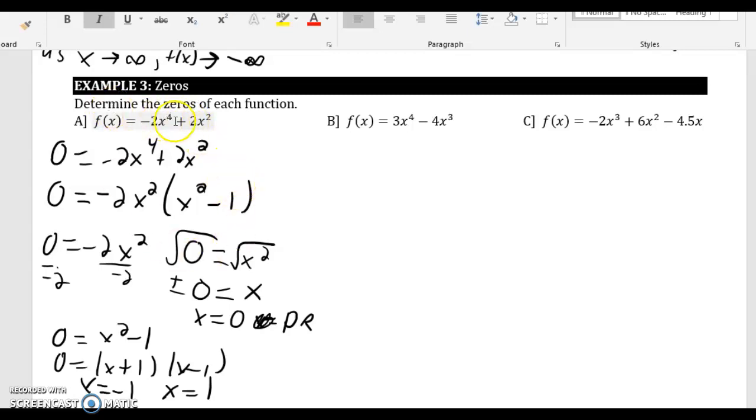So, how many zeros did we say we should have? Well, we're going to have 4 zeros. It's a matter of whether they're real or imaginary. 4 zeros. 1, 2, 3, 4 zeros it matches.